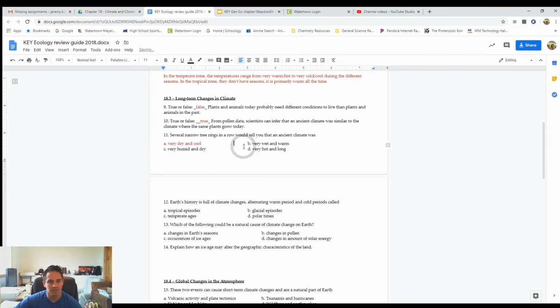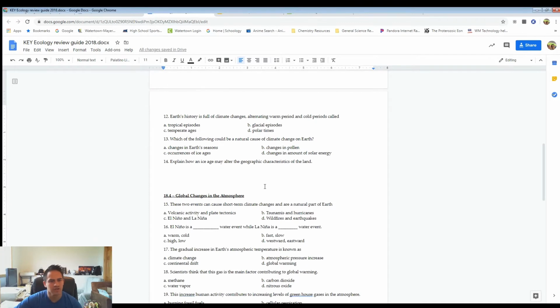Okay. If it was wet and warm, that'd be a good growing season. You'd have thick tree rings. Very humid and dry? It's possible, but if it's humid, there's water vapor in the air, so there's probably water in the ground. And very hot and long? Again, warm temperatures aren't necessarily the worst. And if it's long, that also would mean that there's a lot of sunlight for a long time. It's good for growing. So it's going to be dry and cool.